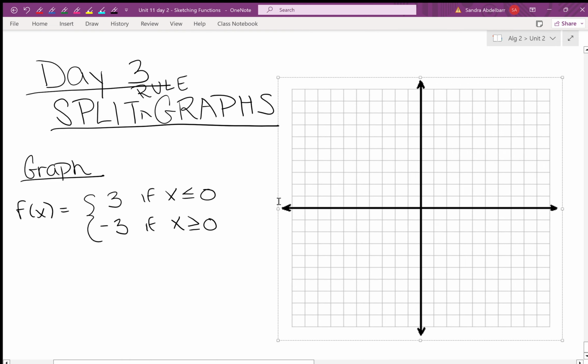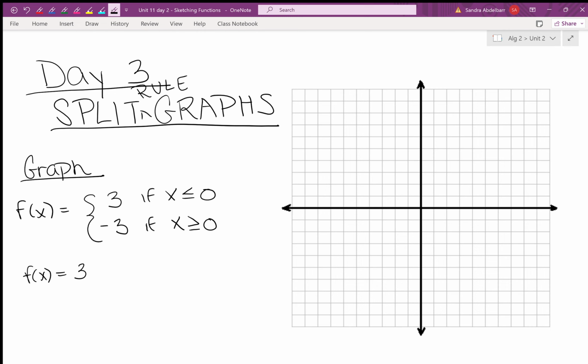Okay, so the first thing we're going to graph is f of x is equal to 3 if x is less than or equal to 0. Well, do we agree f of x is interchangeable with y? So this is the same as saying y equals 3. What kind of graph is y equals 3? A straight line. What kind of line? It is a horizontal line.